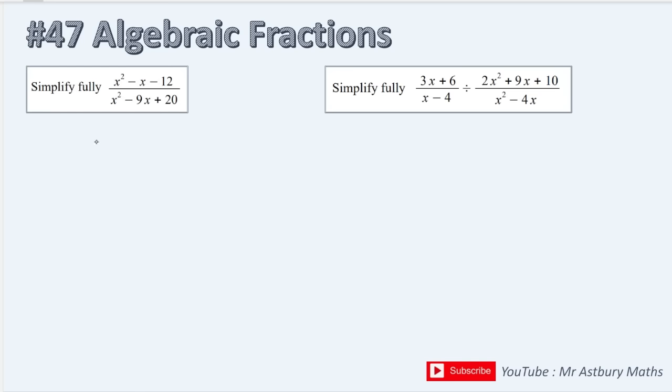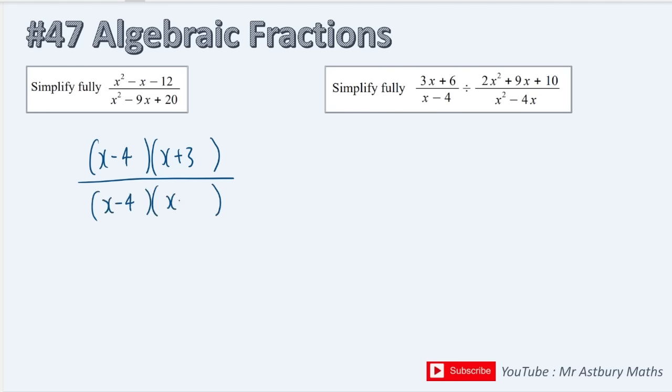Okay, let's do it. The first one, I can factorize the top, and two numbers that times together to make minus 12 and add to minus 1 are minus 4 and plus 3. And on the bottom, two numbers that times together to make 20 and add together to make minus 9 are minus 4 and minus 5. And as you would expect, you're going to get a factor which cancels on the top and the bottom, so you can leave your answer as x plus 3 over x minus 5.